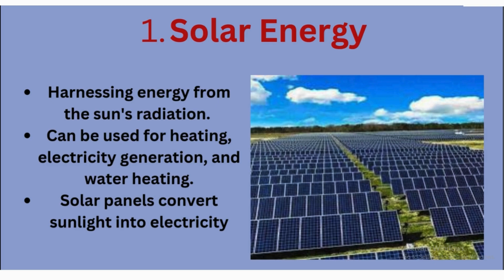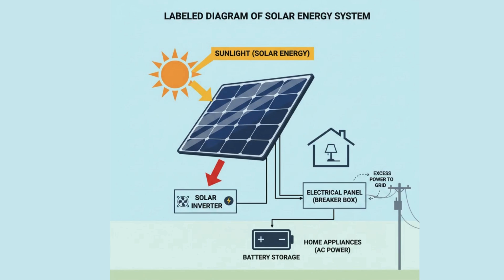First we define what solar energy is. Solar energy can be defined as the energy harnessed from the sun's radiation. For example, it can be used for heating, electricity generation and water heating. Solar panels are an example of solar energy, which basically convert sunlight into electricity. We explain this with this diagram. This is the solar energy system.